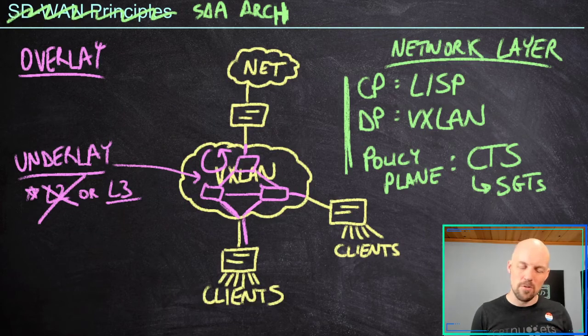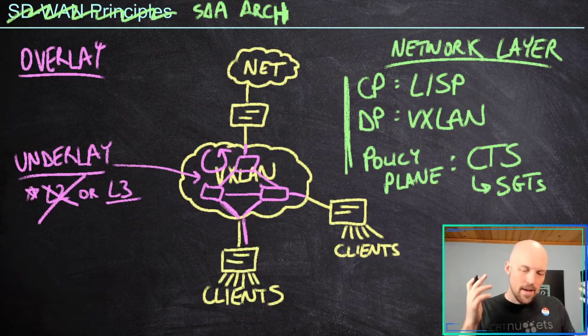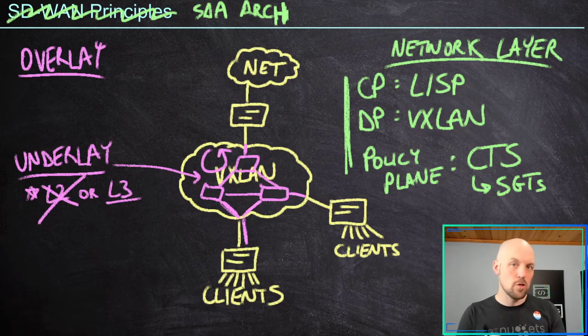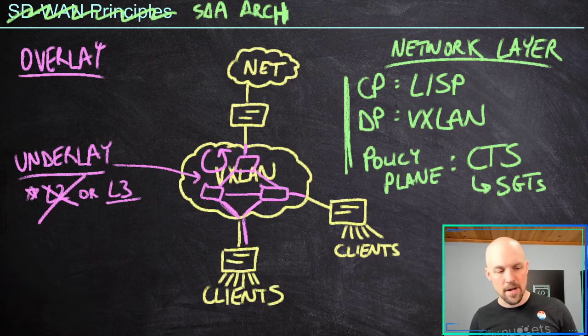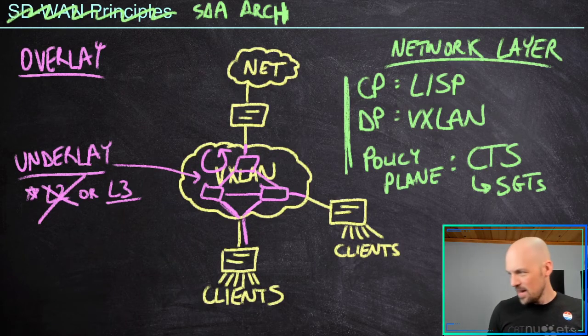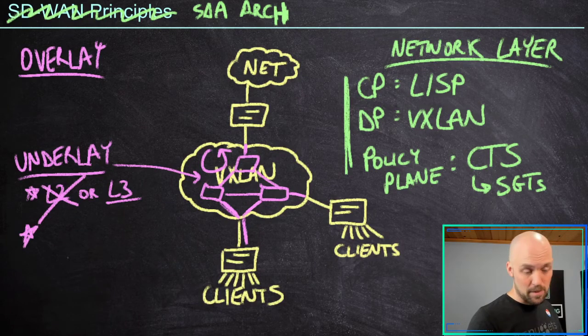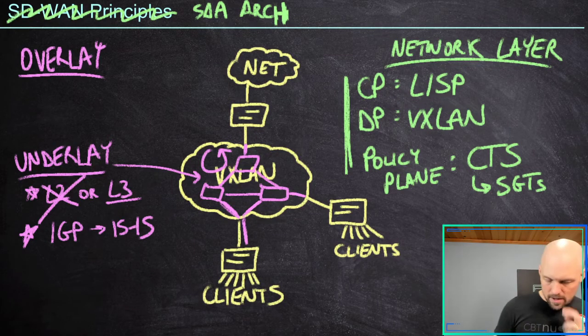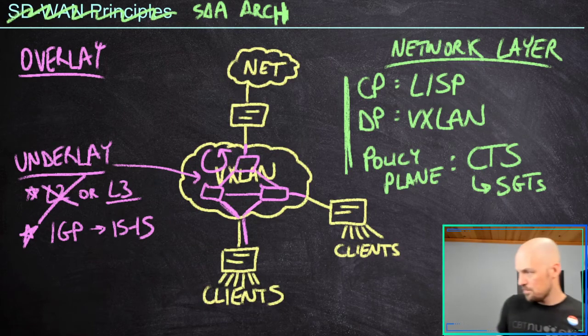And in general, the only reason I would do that is if I have an existing layer two underlay network and I'm slowly converting. So while I'm converting, it'll be layer two, but then at the end, I'm going to flip it all over to layer three. But let's make sure we're building these on a layer three underlay. Assuming it's layer three, we need an interior gateway protocol, and Cisco does recommend ISIS for this. I'll tell you why in a moment.